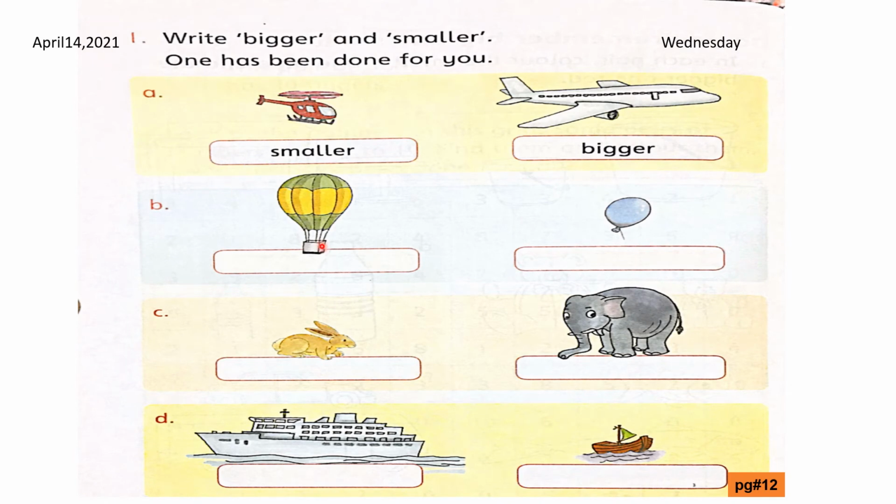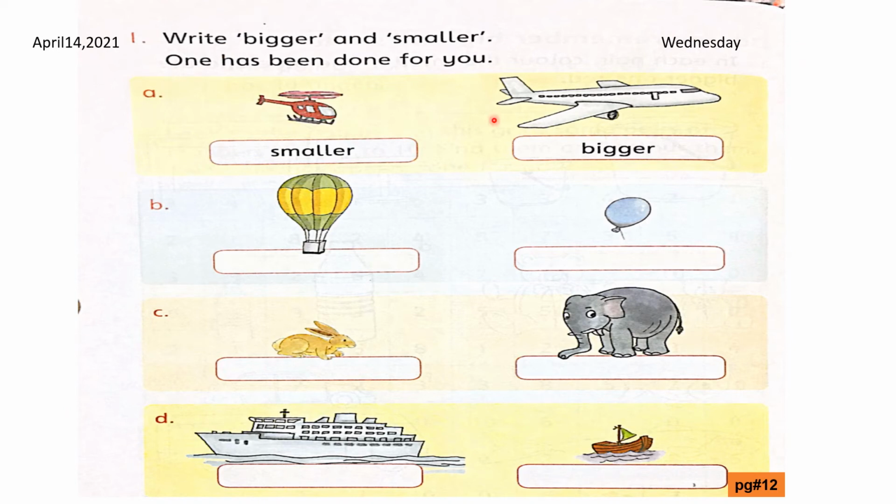Students, now open book page number 12. Write date on your left hand side, April 14, 2021. Write day, Wednesday, on your right hand side. And this is your classwork. Write bigger and smaller. You can see part A is already done.